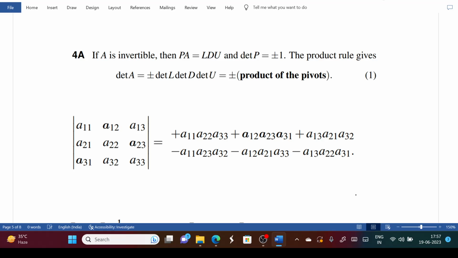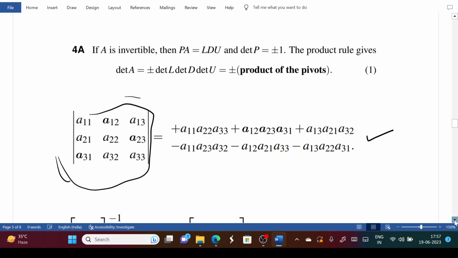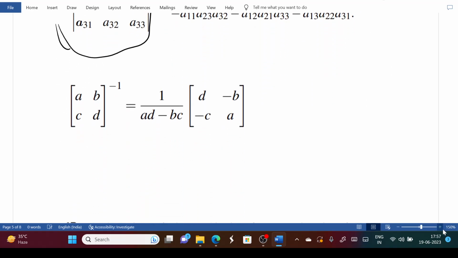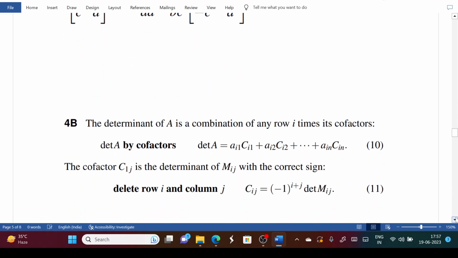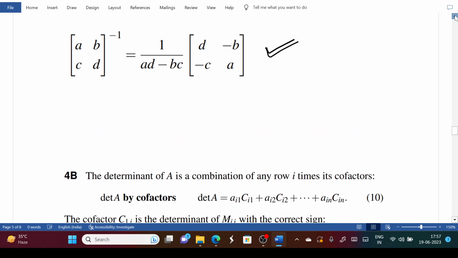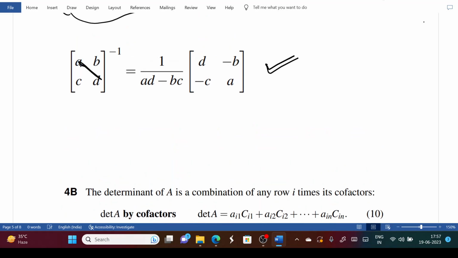For any matrix having a1 and these elements as its elements, what is the value of the matrix? Its determinant is observed. This is the value of the determinant. Also, this is one of the famous formulas we have discussed several times in the classes. Observe here what happened. A and D are interchanging their places. B and C are just negated, and 1 by determinant.